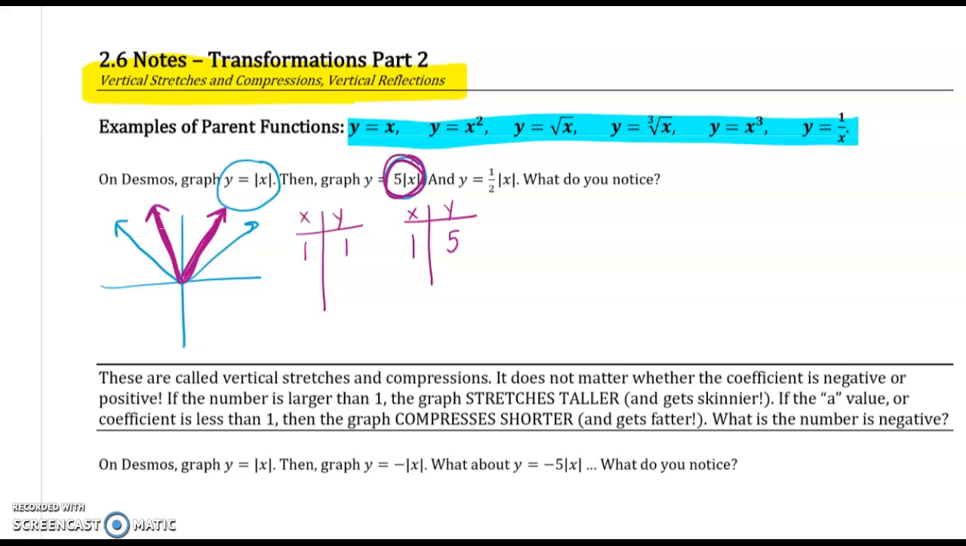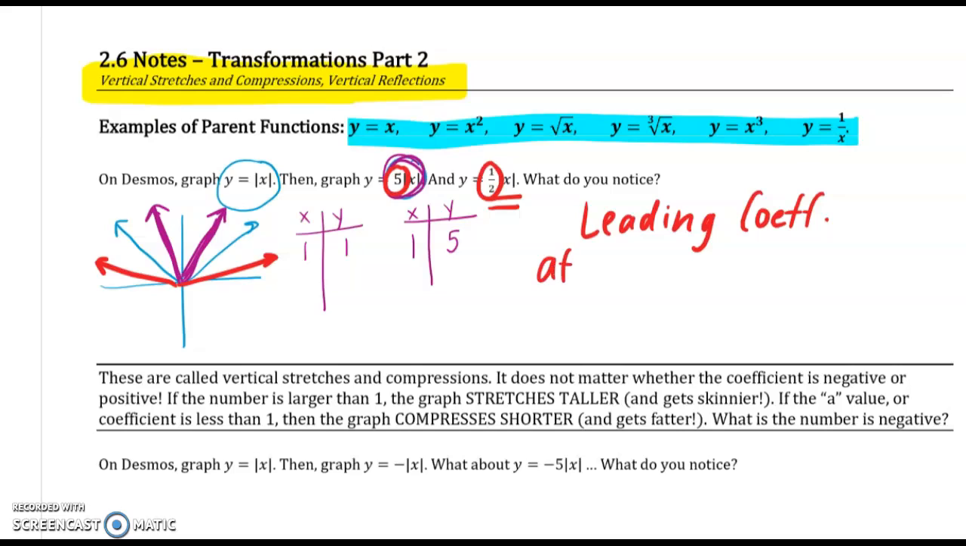Same thing, so that would be this one. Now let me try in red. 1/2, it's going to be shorter. It's going to look fatter, but it's really just shorter. So if you notice this, the leading coefficient, right, the number out front, this number affects the vertical stretch or compression.